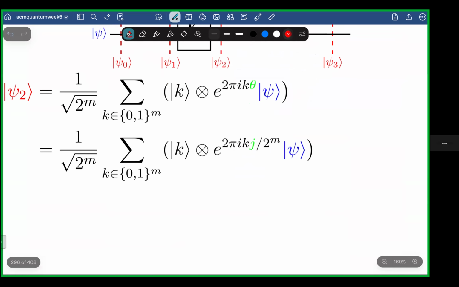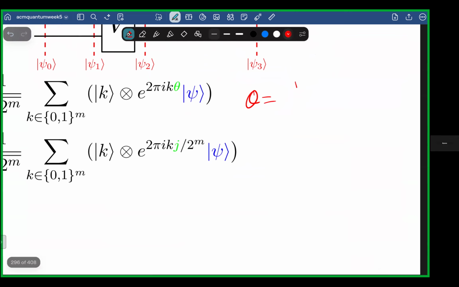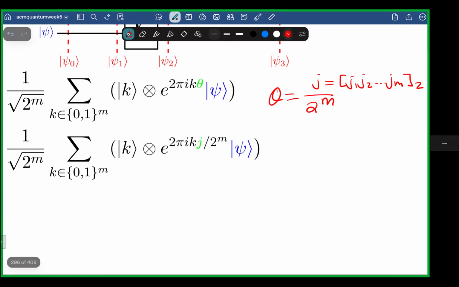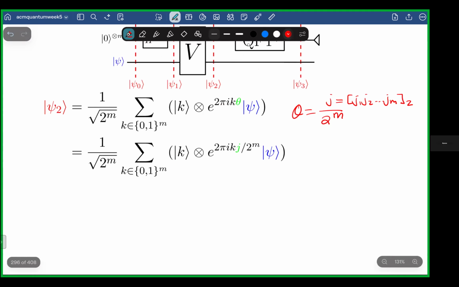Remember we said that theta is j over 2^m, for some j. J is that bit string, j1, j2 to jm, represented in base 2, and then over 2^m because we moved it from the right side of the decimal to the left side. So all we're doing is subbing that in, and I'm changing j to be green now because j is directly related to theta. So it's still what we want to output at the end of the function. Theta and j are very related.